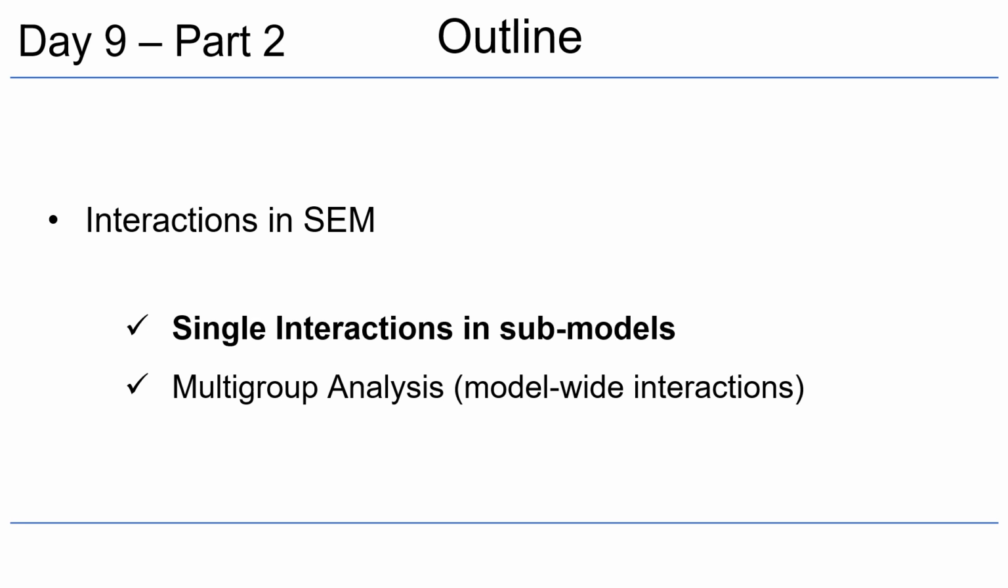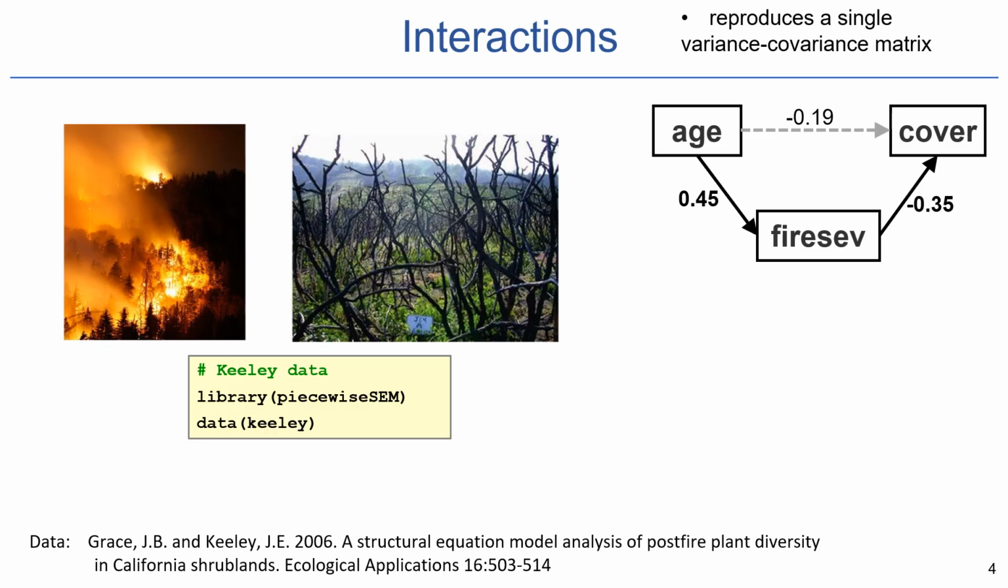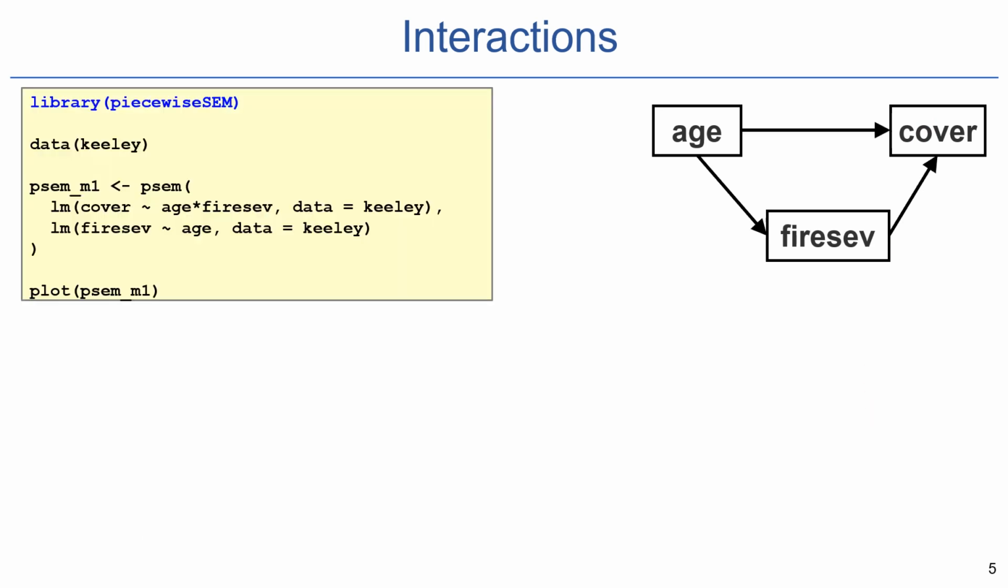So let's first talk about single interactions. For this, we will use our example, which you know already, which is data Kelly from our piecewiseSEM package. As you remember from our previous exercises, from lavaan, we got these results, and we know that the age affects cover, but not directly, but through the fire severity. And let's say that now we want to test not only additive effects of age and fire severity on cover, but also their interactions. And let's specify this in our piecewiseSEM.